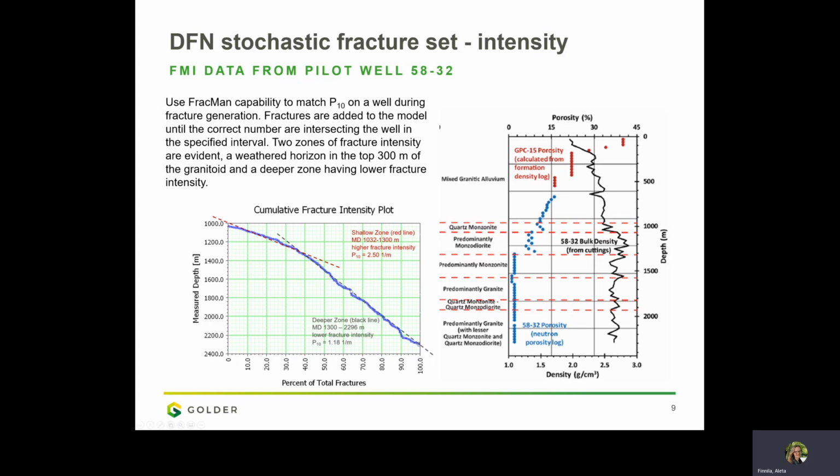Now, the intensity you measure in an FMI is usually a count of the number of fractures per interval length. That gives you what's called a P10 value, the number of fractures per length. And we do a correction for orientation to convert those to a P32 value, which should not be biased by orientation. Doing that conversion, we come up with a P32 value for the shallow zone and the deeper zone, which we'll use in our model.